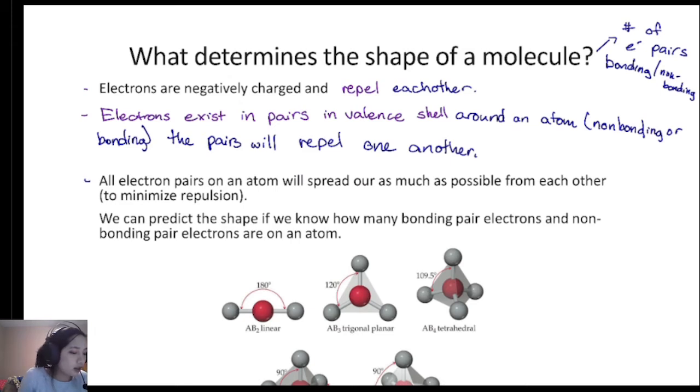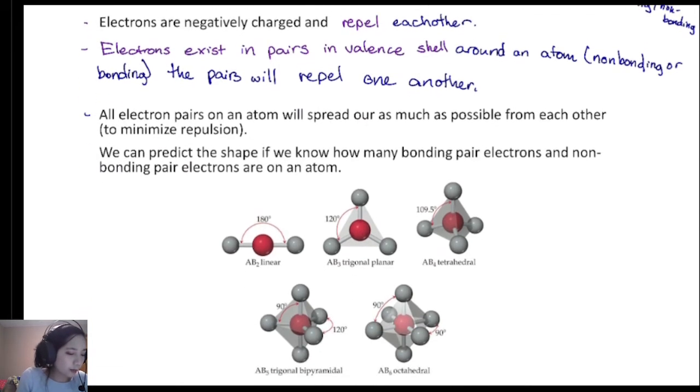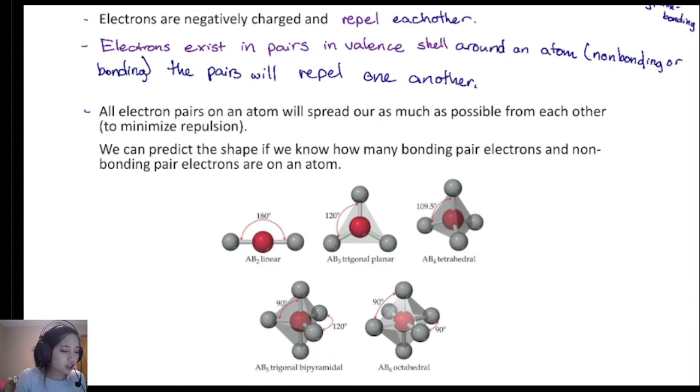So with this third point, all electron pairs on an atom will spread out as much as possible from one another to minimize the repulsion. Depending on the number of electron pairs, they will spread out around the central atom as much as possible to maximize the space each electron pair has. And so we can predict the shape if we know how many bonding and non-bonding electron pairs there are on an atom. So here are some different shapes. If we have 2 electron pairs, they will spread out 180 degrees from one another. If we have 3 electron pairs, they will spread out in thirds around one another.